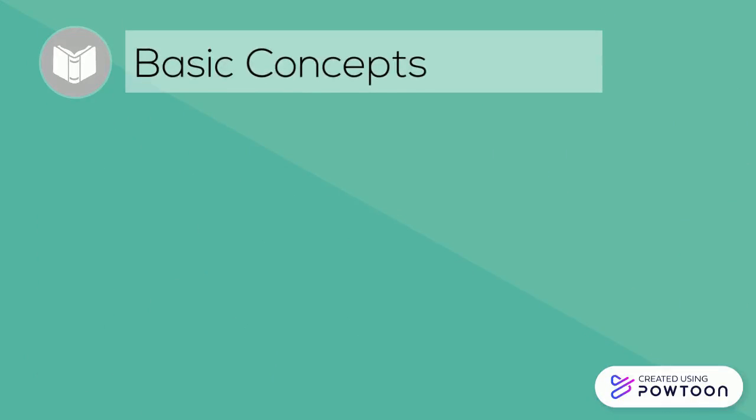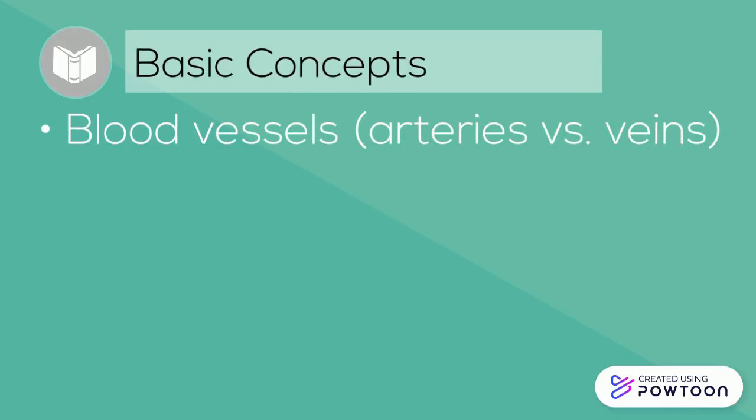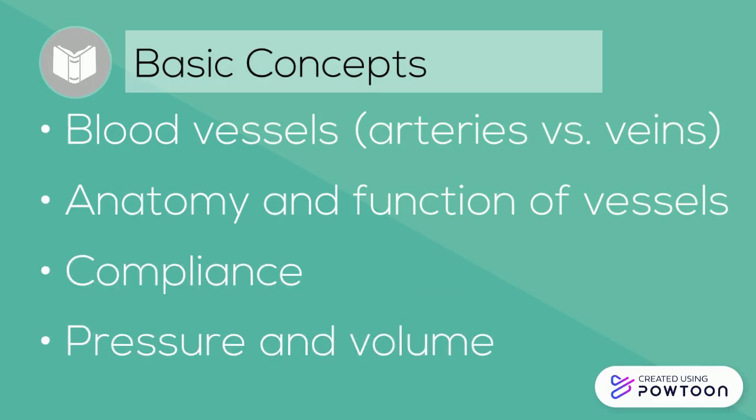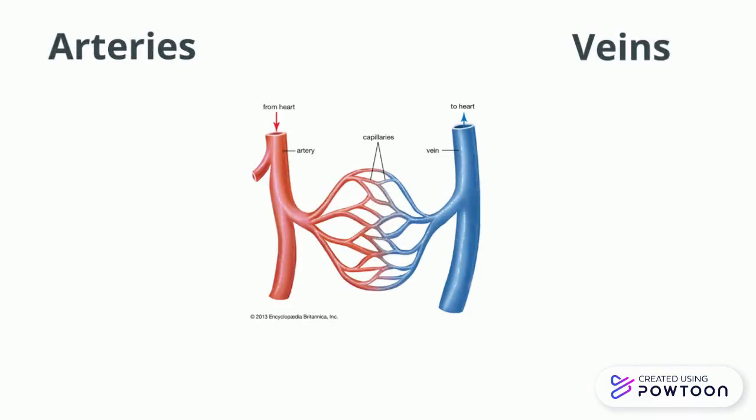The basic concepts that we plan to cover today are blood vessels, which include arteries and veins, and the anatomy and function of these vessels, as well as how they relate to compliance, pressure, and volume. Let's talk a little about arteries and veins. In order to understand the aortic aneurysm, we must first address where it originates from.